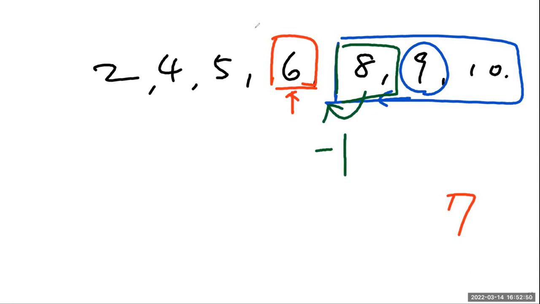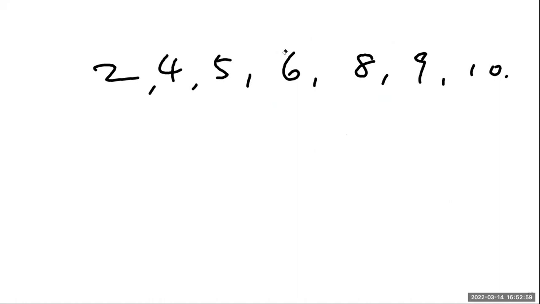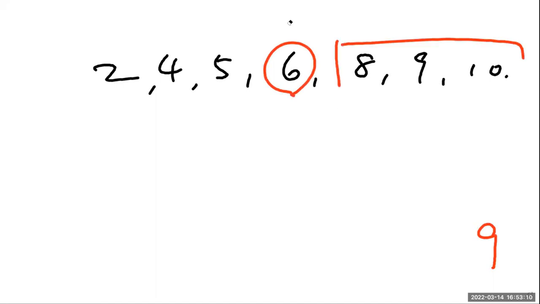Okay, let's try one more time. Right now, if we try to find the data 9, we still try the middle value. The middle value is 6. It's bigger, so we try the right side. We compare the middle value, and it's actually 9. So we return the index of this guy. Now we need to calculate the index of the middle value.